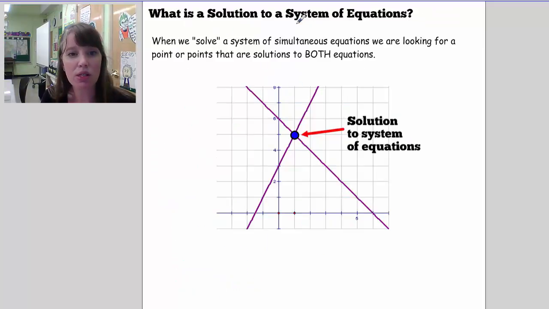Okay, so what is a solution to a system? When we say we solve a system of simultaneous equations, which is also a system of linear equations, we sometimes call them simultaneous equations. What we're looking for is a point or points that are solutions to both equations. And oftentimes geometrically, what that looks like is it's the point of intersection of the two lines.